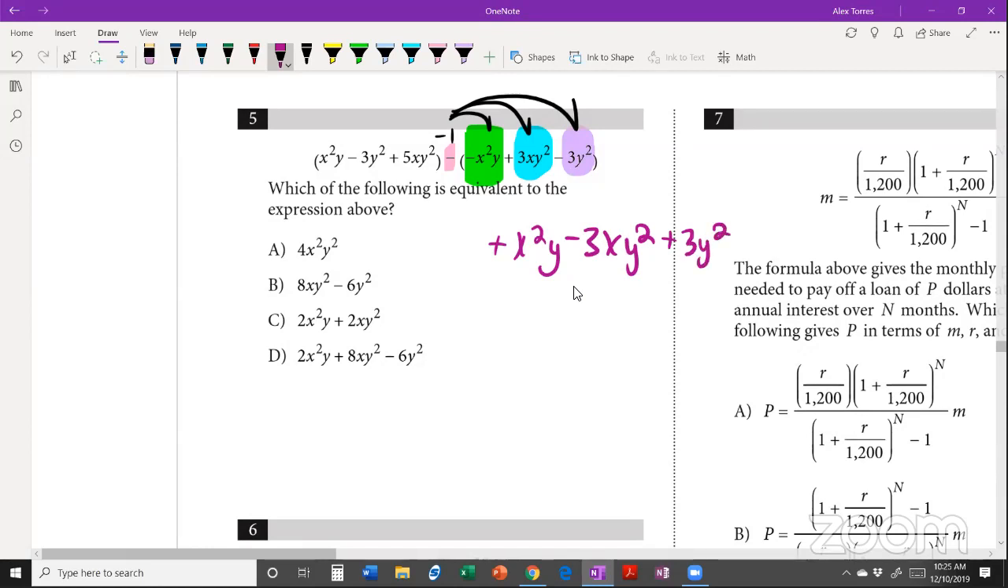So just reviewing all of those, when you're multiplying positives and negatives, if you have the same sign, the answer comes out positive, and if you have opposite signs, the answer comes out negative. So in the first one, we had the same sign. In the second one, we had opposite signs. And in the third one, we had the same sign. So bring down everything we had before: x squared y minus 3y squared plus 5xy squared.